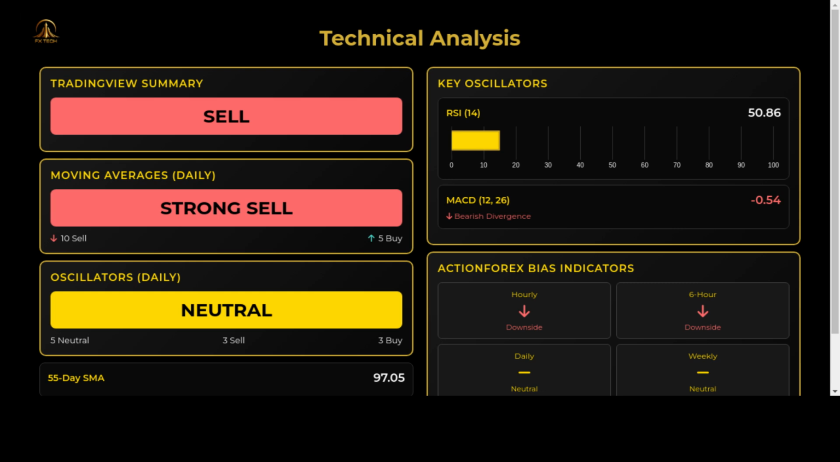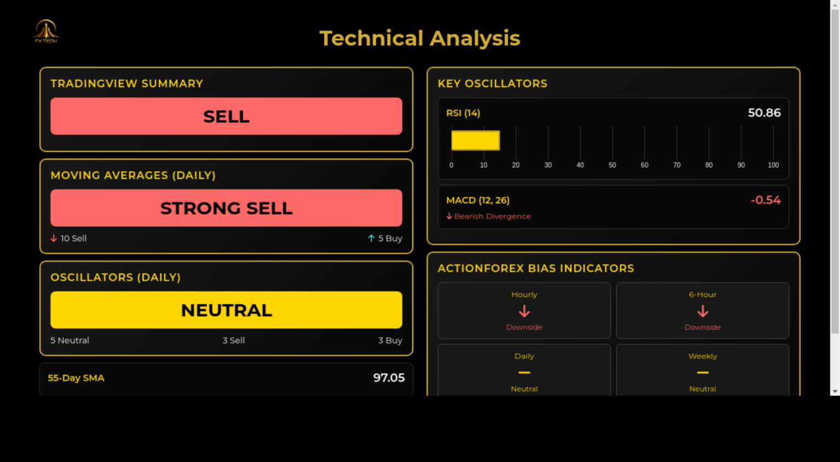The technical picture for AUD/JPY shows strong bearish momentum. TradingView's summary indicator is flashing a sell signal. Breaking this down further, the moving averages on the daily time frame are showing a strong sell, with 10 indicators bearish and only 5 bullish.